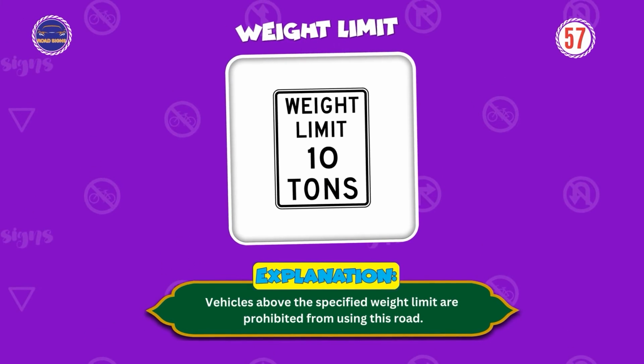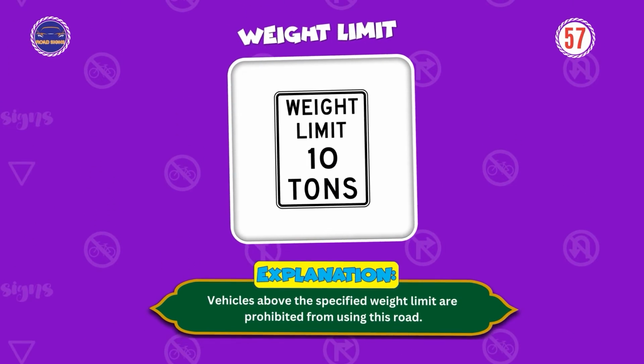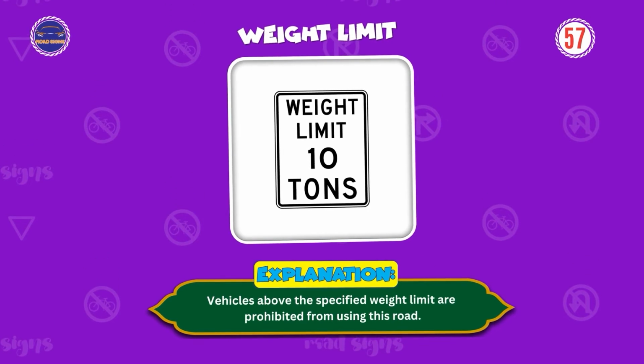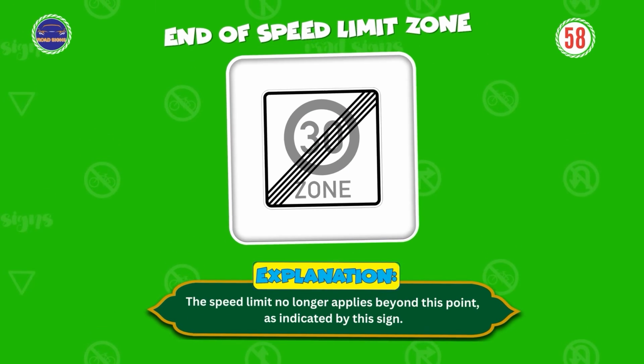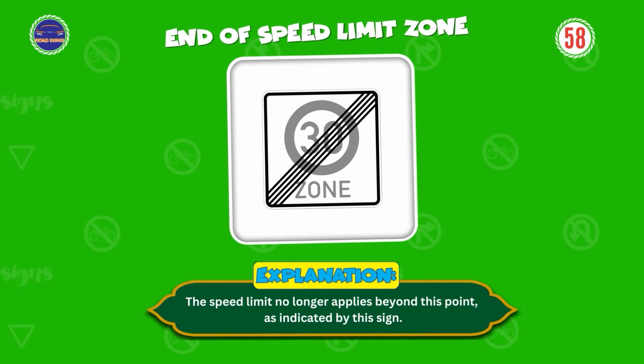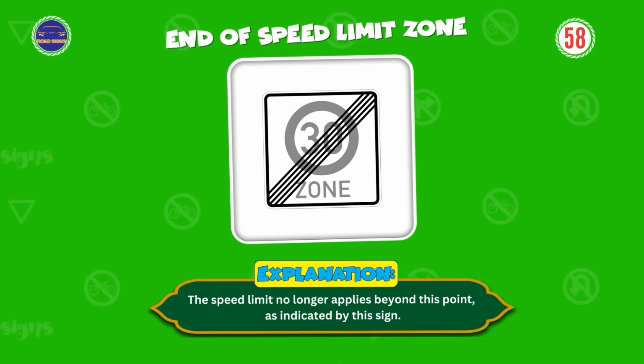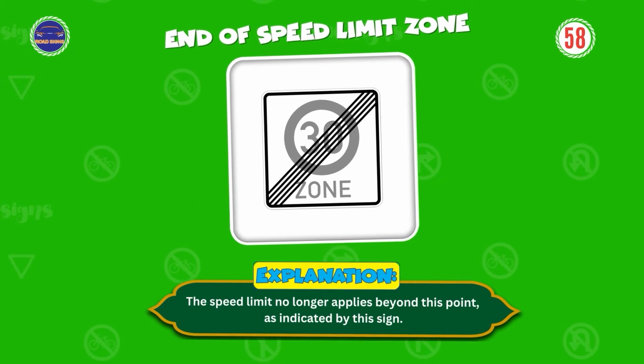This is the weight limit sign. It prohibits vehicles above a specified weight from using this road. This is the end of speed limit zone sign. It indicates that the speed limit restriction no longer applies beyond this point.